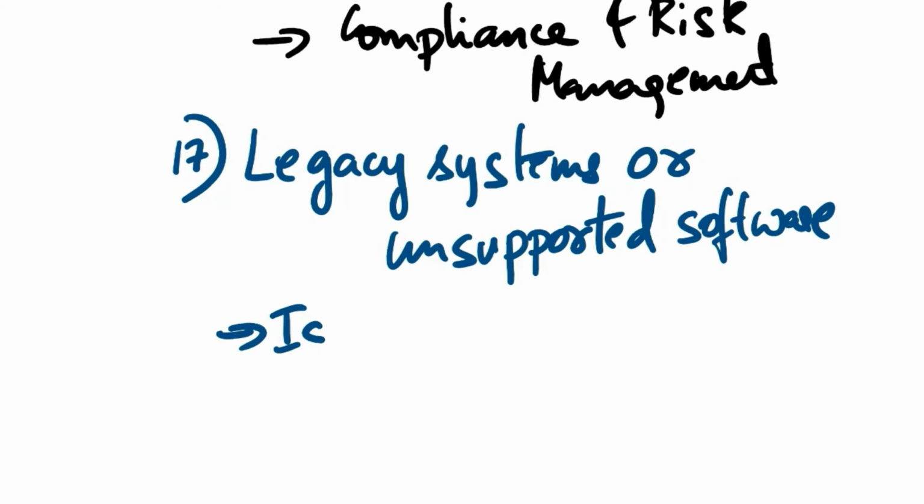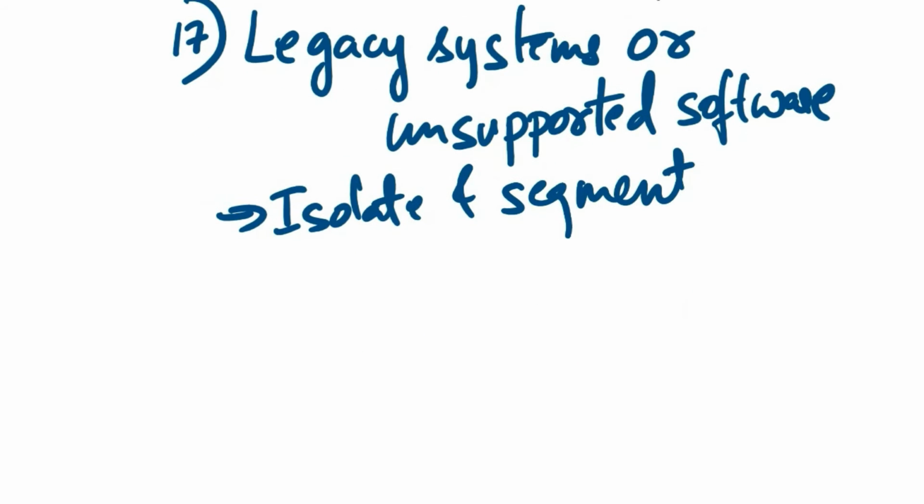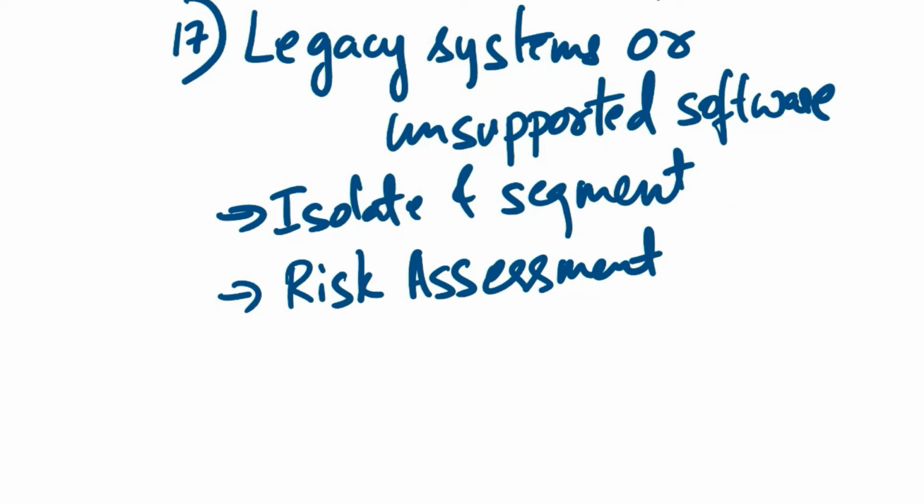First, isolate and segment. Consider isolating legacy systems from the rest of your network to minimize their exposure to potential threats. This can involve creating a separate network segment or using firewalls and network access controls to limit access to these systems. Risk assessment. Conduct a thorough risk assessment to identify the most critical vulnerabilities in the legacy systems. Assess the potential impact on your organization if these vulnerabilities were to be exploited.